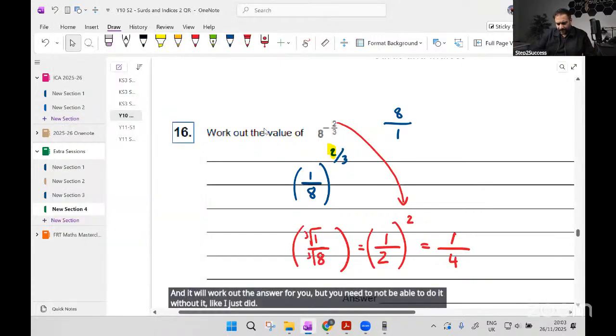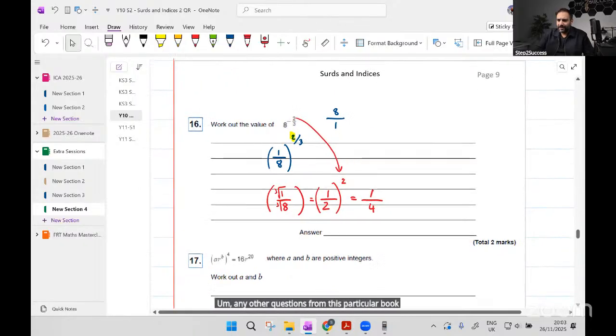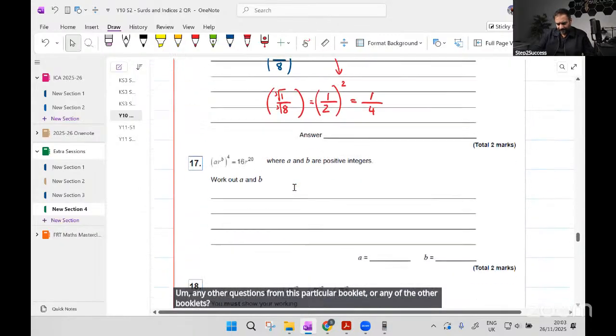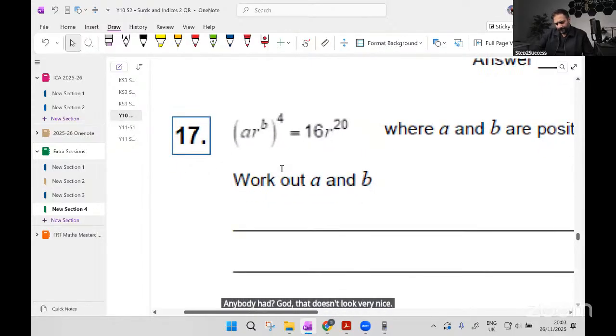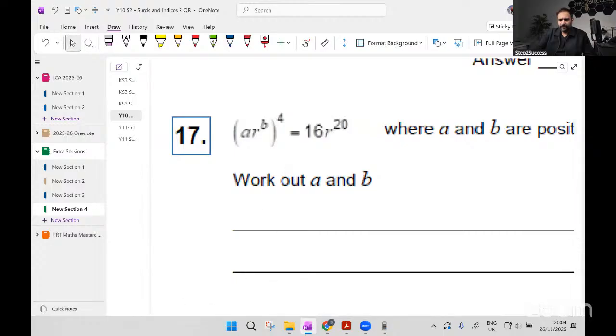Any other questions from this particular booklet or any of the other booklets anybody had? Oh, God, that doesn't look very nice. We've got another one. 17. Okay, there you go. Question 17.